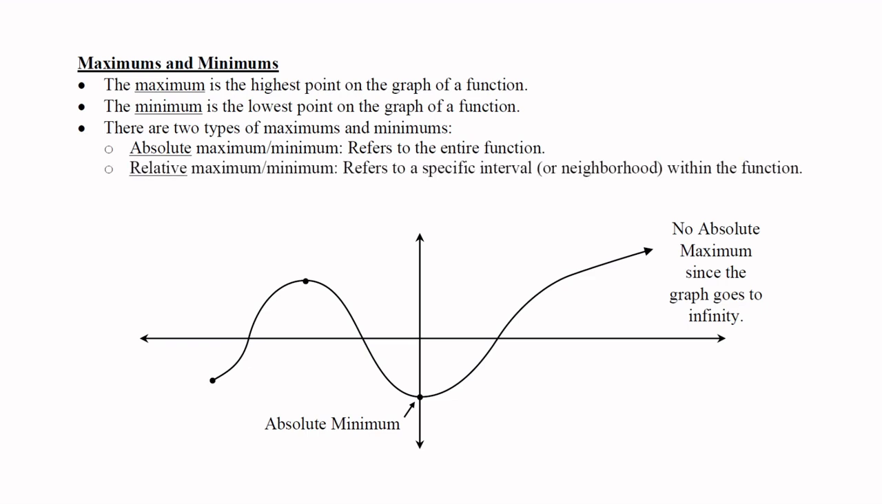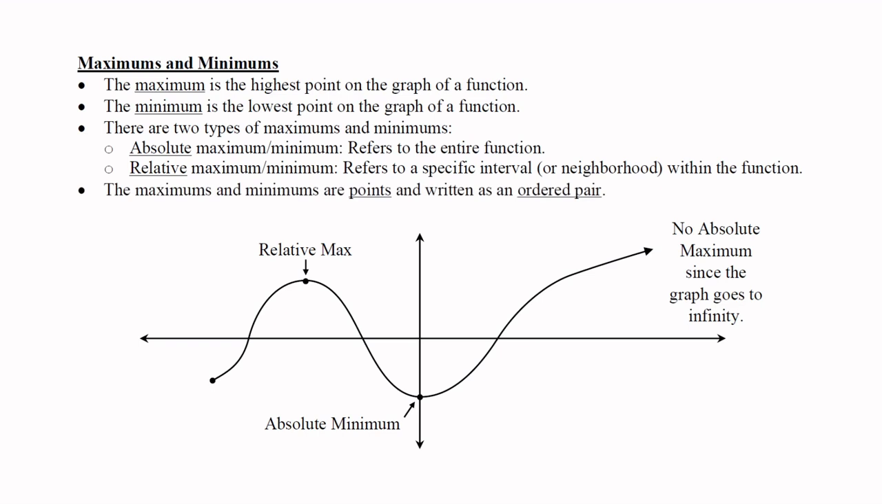Now, the other type of maximum and minimum is a relative max or min. This refers to a specific interval or neighborhood within the function. Here we do have a relative max that is located here because we increase to this maximum point and then we start to decrease again. In this little neighborhood of the graph, we do have a maximum, and it is a relative maximum. The maxes and mins are points and written as an ordered pair.